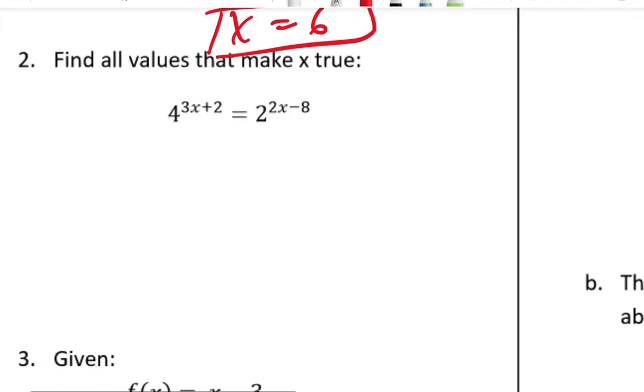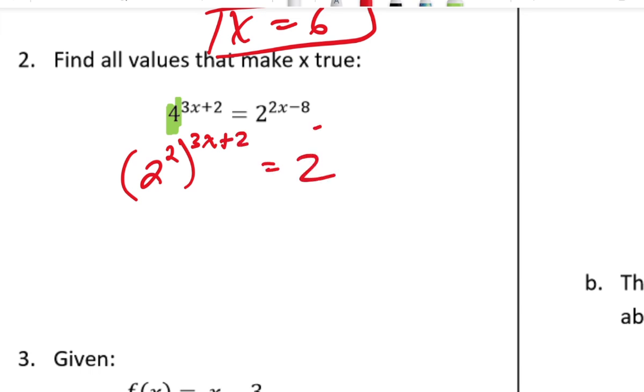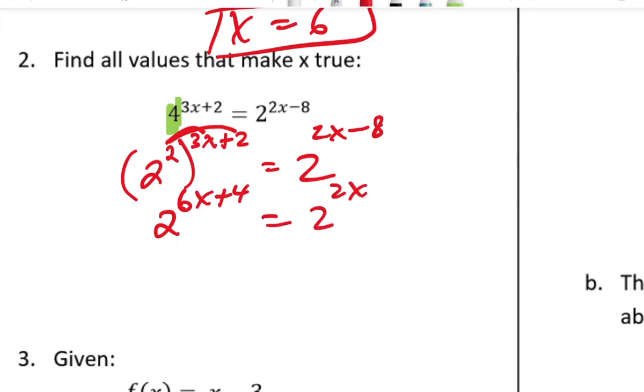On number 2, we're going to try to make them have the same base. Okay, the easiest way is to take this 4 right here and turn that into 2 squared. So it's 2 squared to the power of 3x plus 2, and that equals 2 to the power of 2x minus 8. We're going to take the power on the left to the power, which means multiplying, and that's the distributive property. So that would be 2 to the 6x plus 4, equaling 2 to the 2x minus 8.